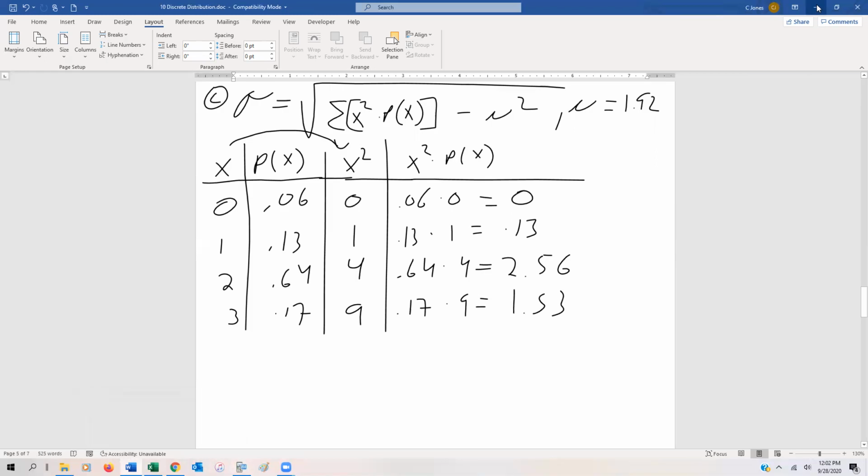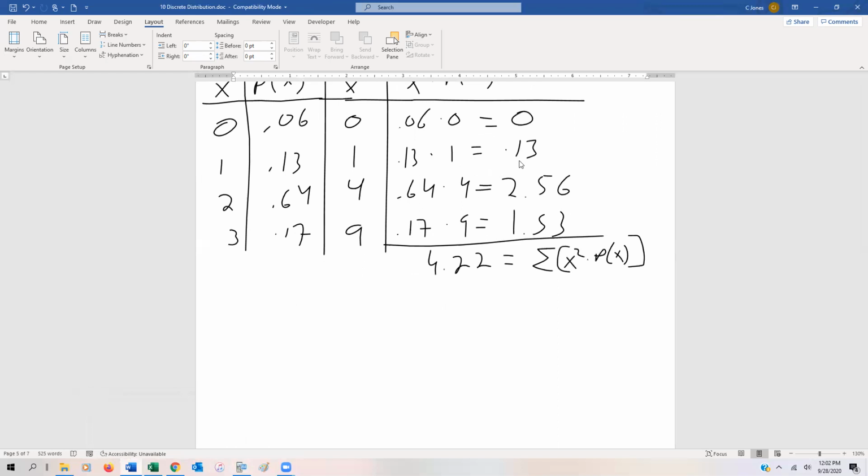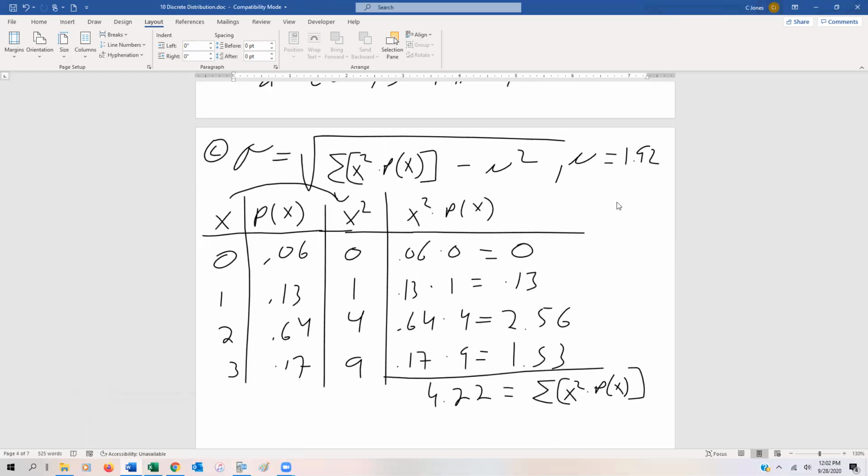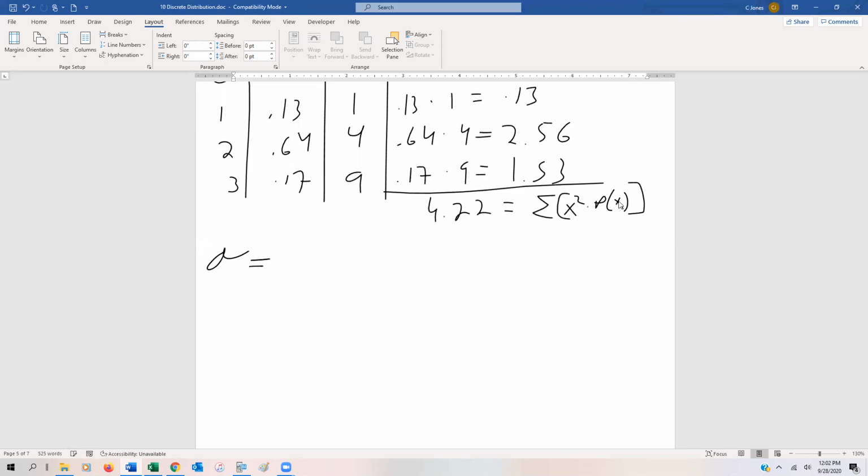Now that is not the deviation, okay? So just hold on. This is our 4.22, which is our sum of x squared p of x. But again, that's not the standard deviation. The standard deviation can be found by substituting that back into this formula. Okay, so sigma is going to be equal to the square root of our 4.22 that we just got minus 1.92 squared. Right? We don't need the parentheses like we did in the first example, just because the value is non-negative for mu.